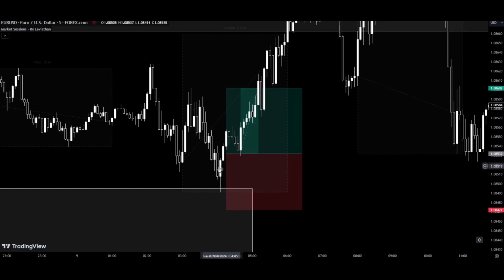Now, remember, I haven't mentioned any breaker block, which there is one here. I haven't mentioned any mitigation block. I haven't mentioned any order block because I don't need any of that. None of those things would exist without the creation of a fair value gap first.